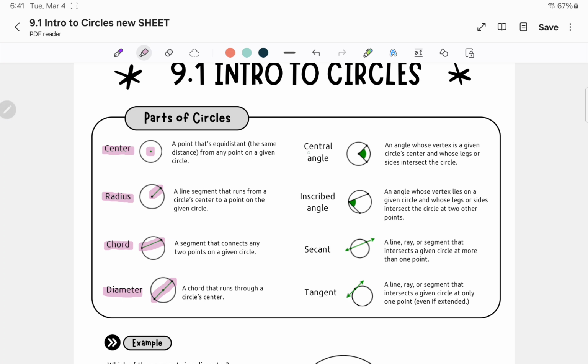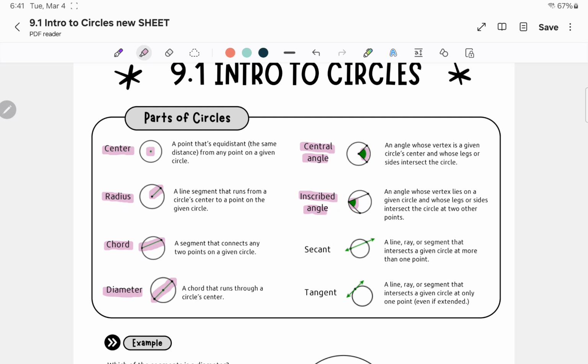And now over here we have our central angle. That is basically an angle whose vertex is at the center. So the central angle would be like this part right here. And then an inscribed angle would be an angle whose vertex lies on the given circle. So at central angle, the vertex is in the middle. Inscribed, the vertex is on the actual outside, the circumference of the circle.